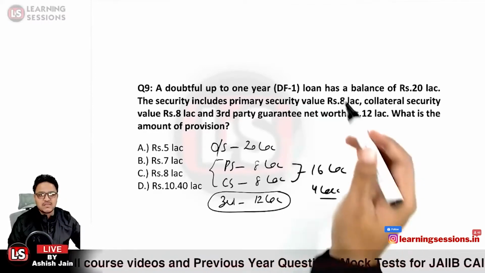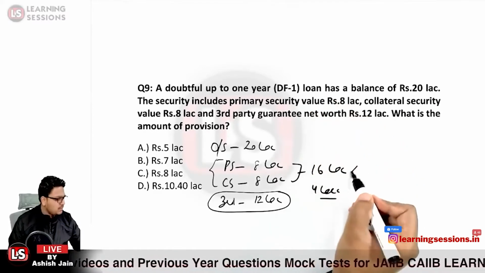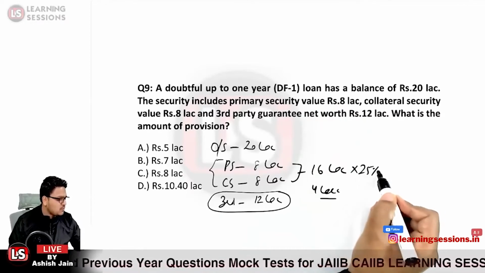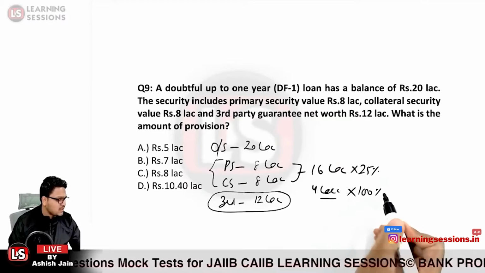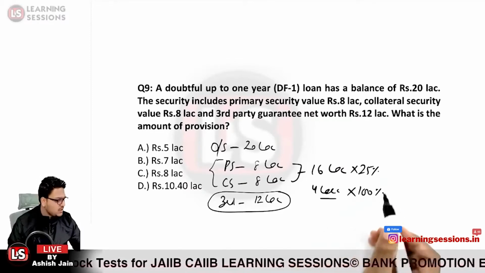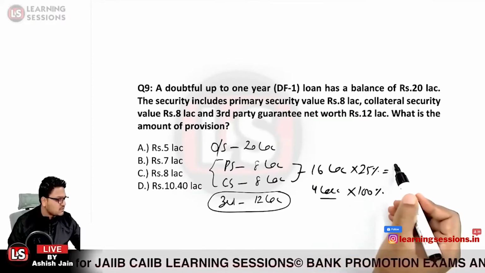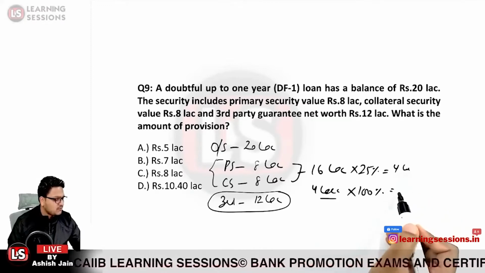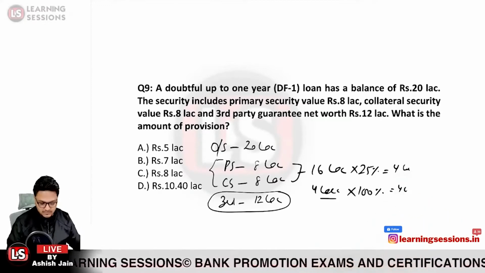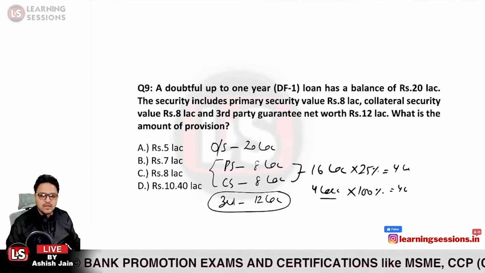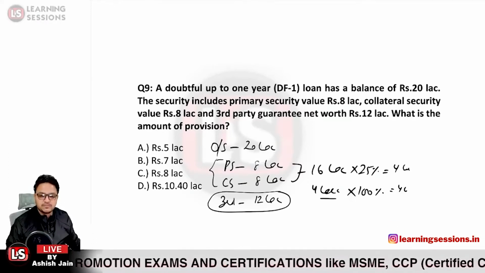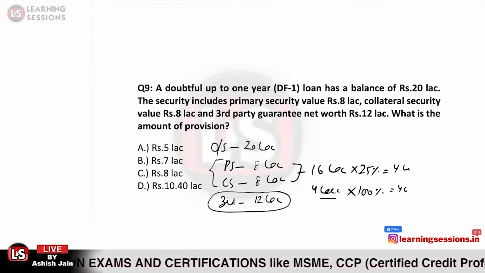And further, the loan is classified under DF1. So the provision for the secured part is to be created at 25%, and for the unsecured part, it is to be created at 100%. Okay. So 25% of 16 lakh is equal to 4 lakh rupees, and 100% of the 4 lakh is equal to 4 lakh rupees. So option C over here is the right answer.